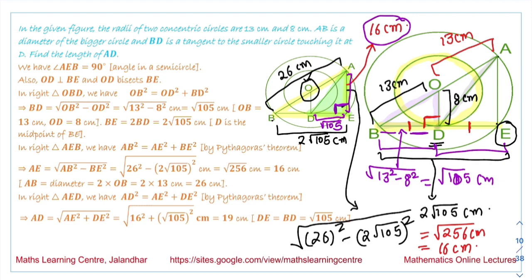In this triangle, the length of this side will be the square root of the base, root 105 squared, plus the height, which is 16 centimeters, that is plus 16 squared. On solving this, the answer you will get is 19 centimeters, and this is the required value that we have to calculate, the length AD. So the length AD is equal to 19 centimeters.